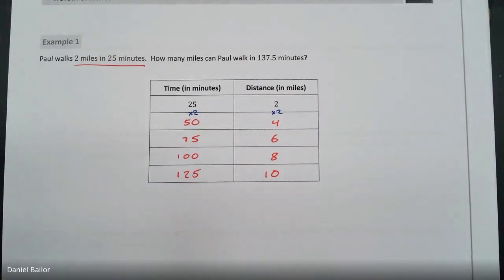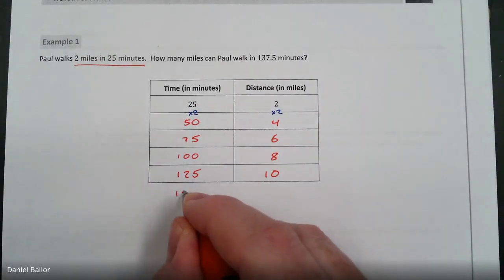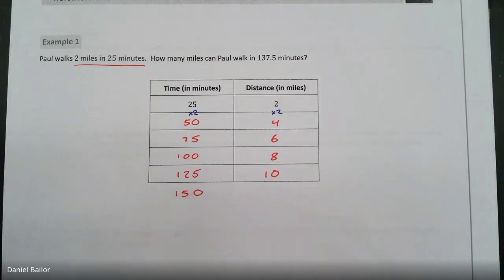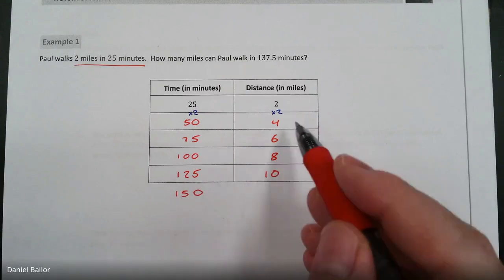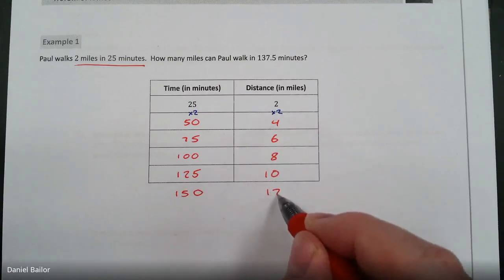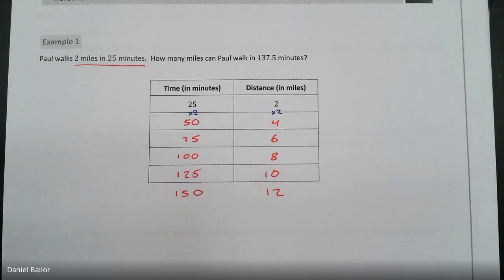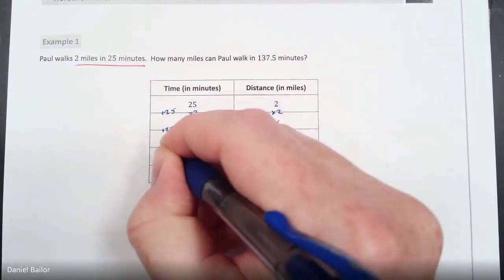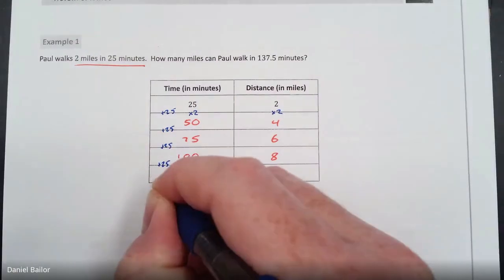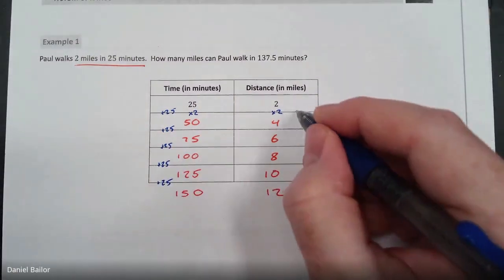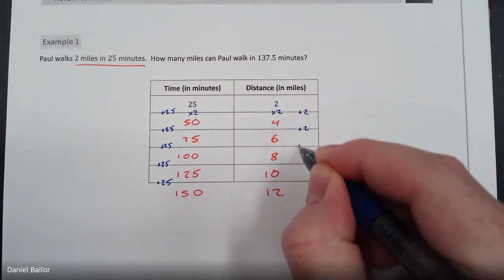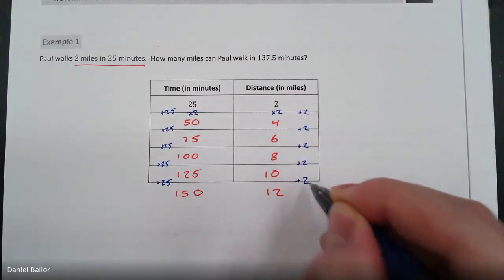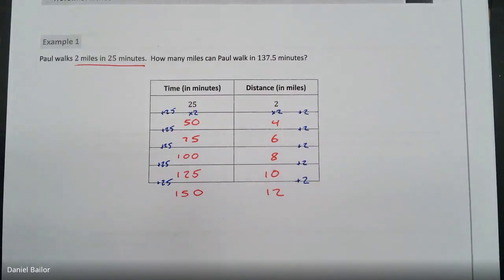I'm going to add another row. How many miles does Paul walk in 150 minutes? Well, we do plus 25 again. So on this side, we do plus 2. He does 12 miles in 150 minutes. So you can see this side we did plus 25, plus 25, plus 25, plus 25, plus 25. This side we did plus 2, plus 2, plus 2, plus 2, plus 2. That is what we call a constant rate.